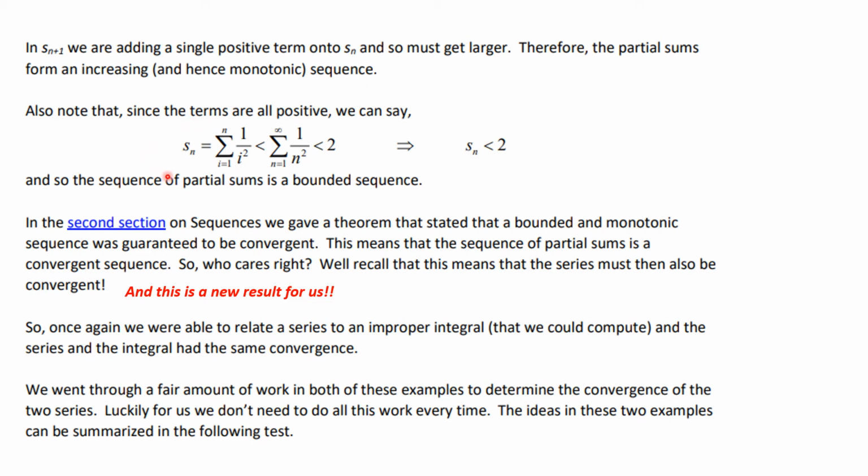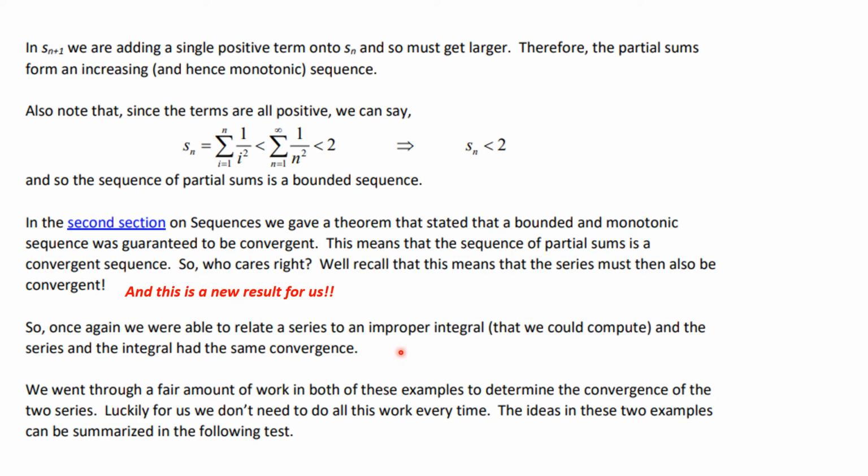So what we can say is this is increasing and it's a bounded sequence. And so we know that a bounded monotone sequence is guaranteed to be convergent. This means that the sequence of partial sums is a convergent sequence. Well, okay, that means that the series must also be convergent. And this is a new result for all of us. So once again, we were able to relate a series to an improper integral that we could compute, and the series and the integral had the same convergence.